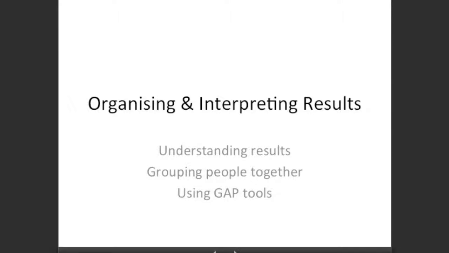The next section is on organizing and interpreting your results. So what happens when you start getting people saying, oh, I want to join your project? And they just buy the kit, they send it off, and then 6 to 8 weeks later the results start coming in. How do you start organizing the results and grouping patients together, grouping participants together? Let's have a look at that.